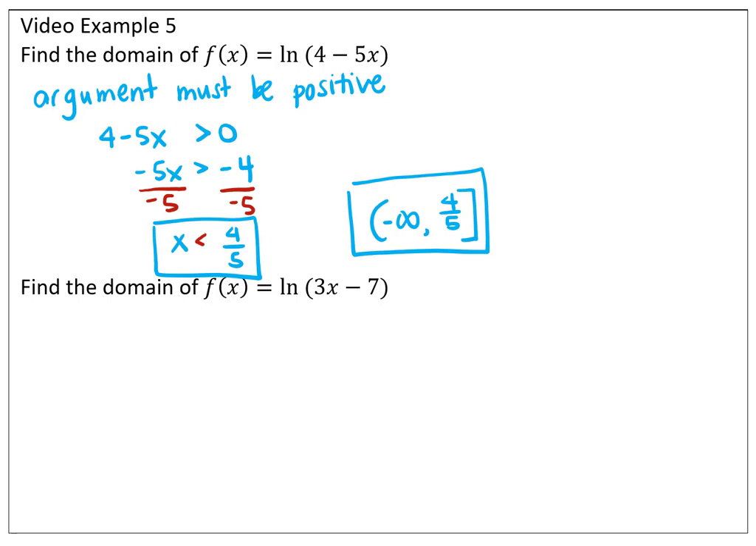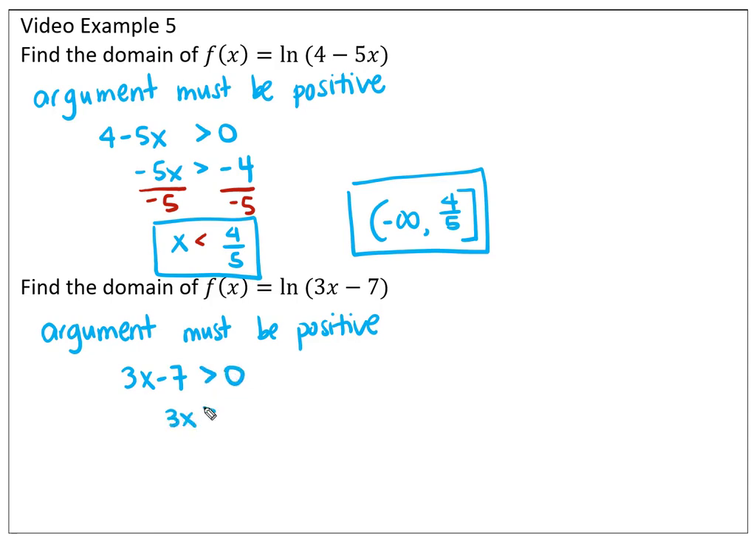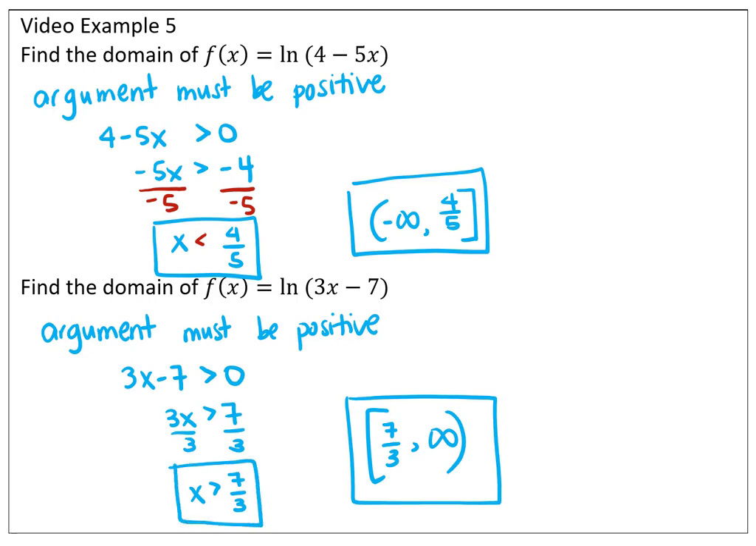Let's do it again. So once again, the rule is that the argument must be positive. We would take the argument, 3x minus 7, and state that it has to be greater than 0. Adding 7 to both sides, and dividing by 3, we end up with the interval from 7/3 to positive infinity. Remember, the sign only changes direction when we divide by a negative, but when we divided by a positive 3, we kept the sign going that direction. That changes which side of the interval that your number will be sitting on.